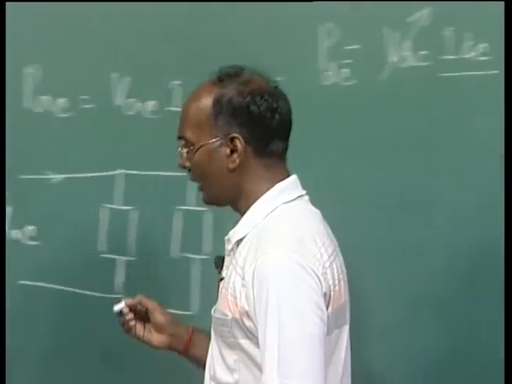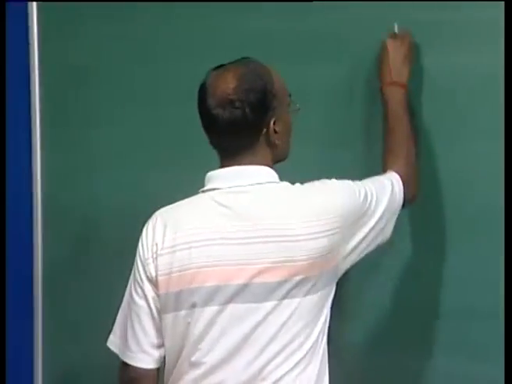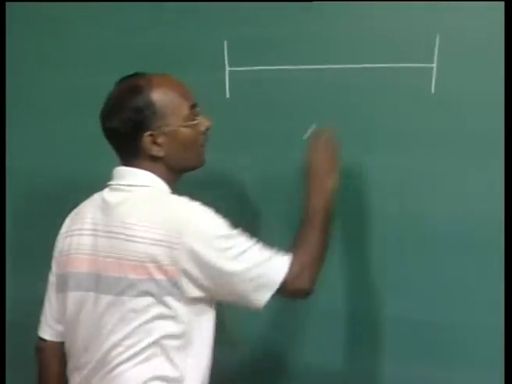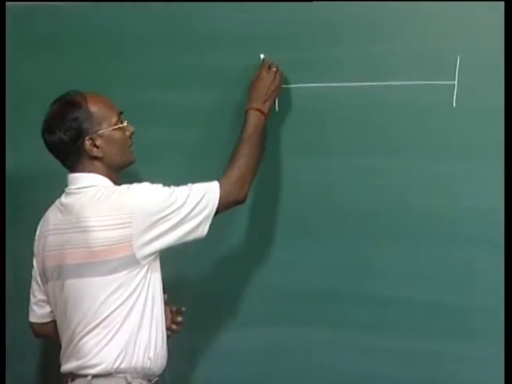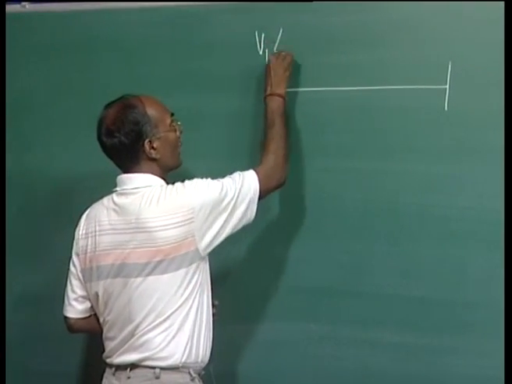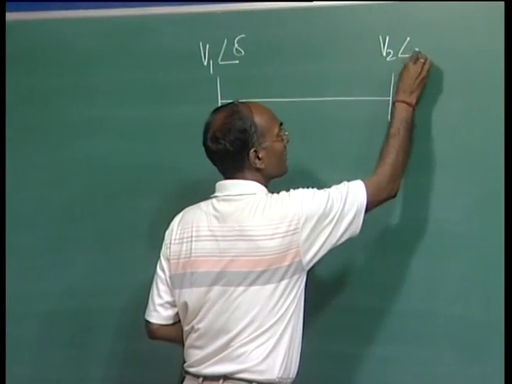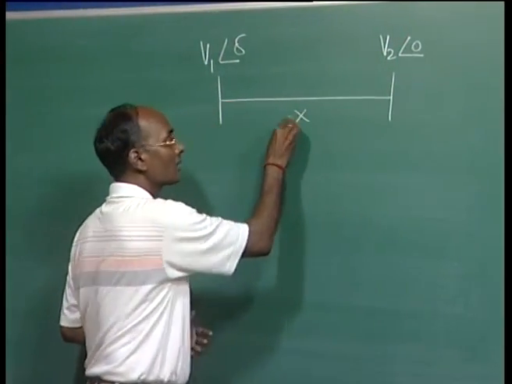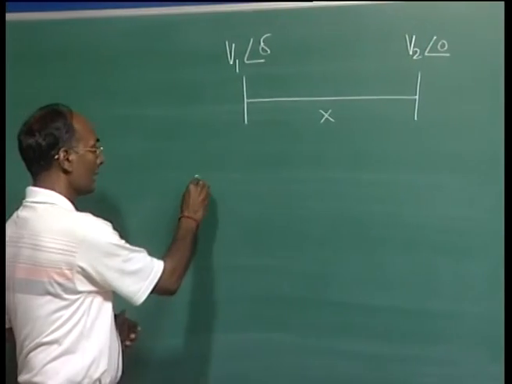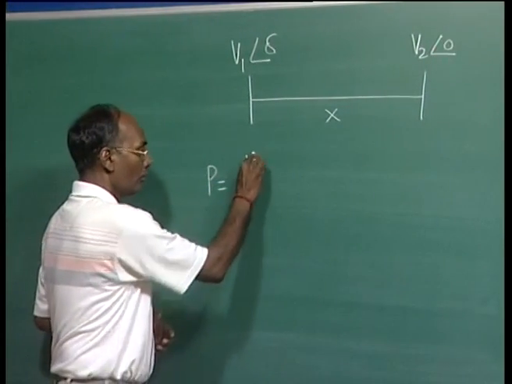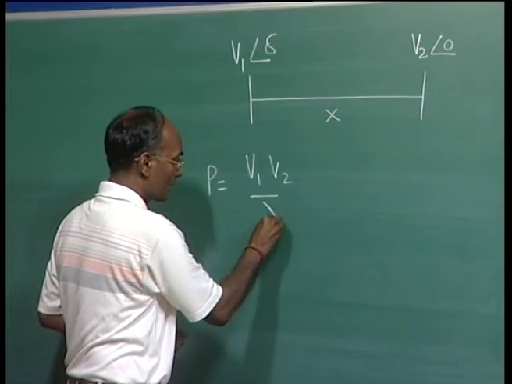Now, there are two fundamental rules in the AC system. Let us suppose this is your bus, this is your transmission line. Let us suppose this is your voltage V1 at angle delta 1, and this is your V2. Here I am taking it as a reference, and this is X of the line. So we can write the power flow as P equals V1 V2 over X sin delta.